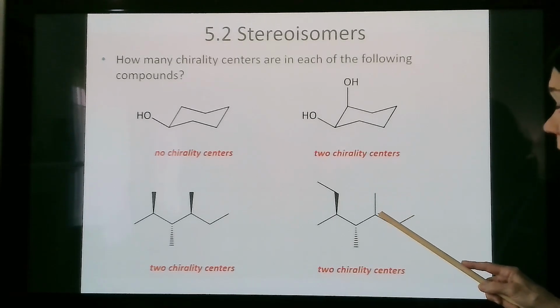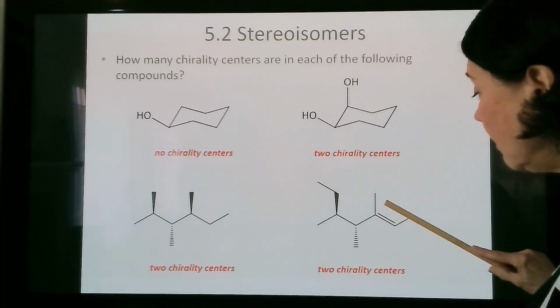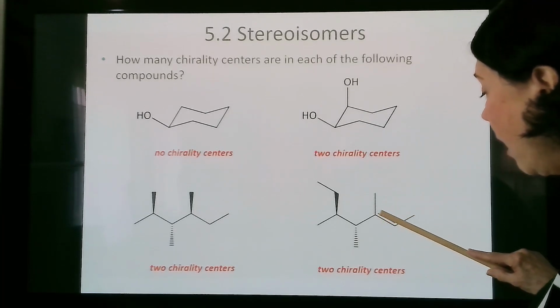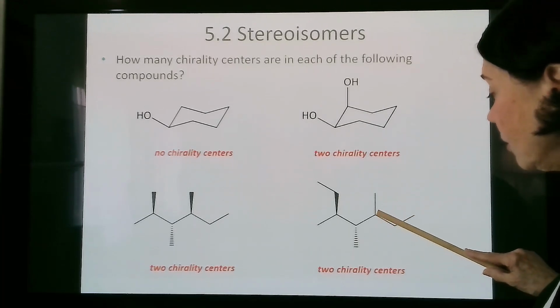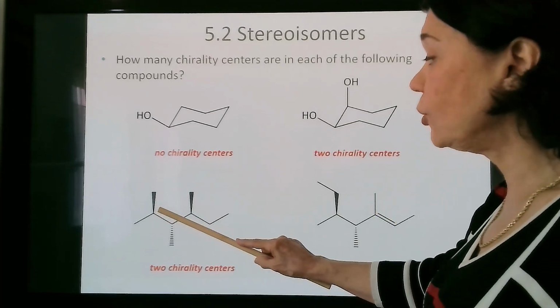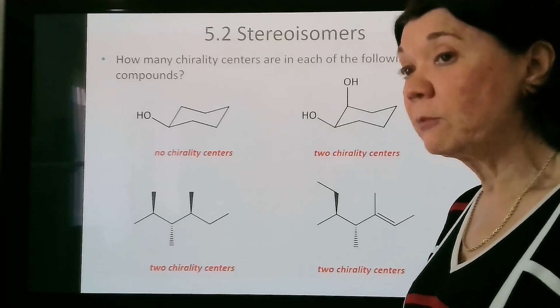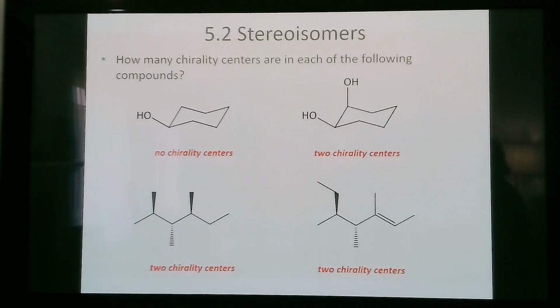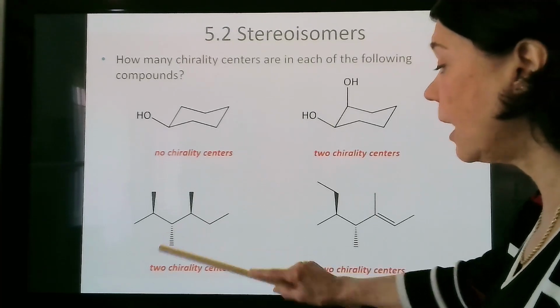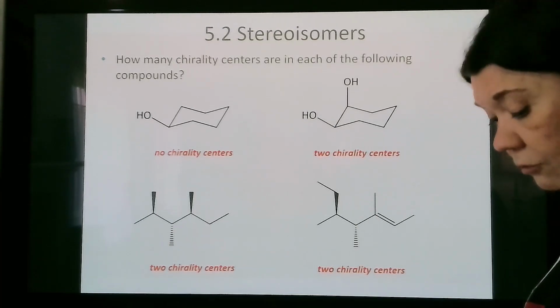This one is not chiral because it's sp2 hybridized. Okay, so it has 2 bonds to that carbon. This is not a chiral carbon. Over here, this is not a chiral carbon because it has 2 methyls. Okay, so remember, it has to have 4 different groups or 4 different bonds. You can think of it that way. So this has 2 chiral centers and this has 2 chiral centers.